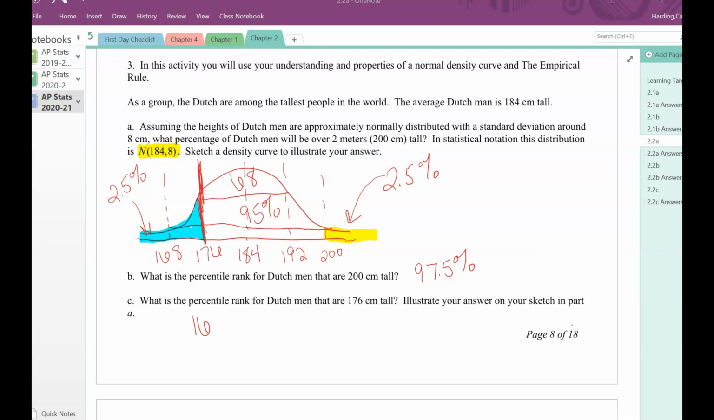Okay, at this time I want you to pause the video and I'd like you to complete the check your understanding on the last page of the activity.